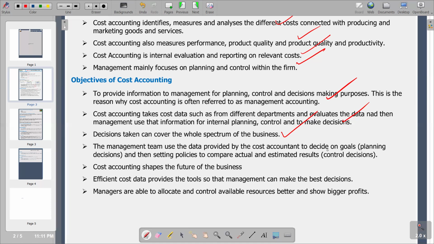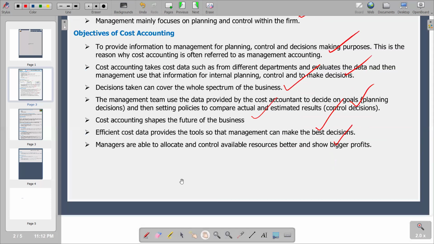The management team use the data provided by the cost accountant to decide on their actual and estimated results, which we call control decisions. Then, efficient cost data provides the tools so that management can make the best decisions. Then lastly, managers are able to allocate and control available resources better and show bigger profits. So these are the points that we have in terms of objectives of cost accounting. And this is what we have on this part.